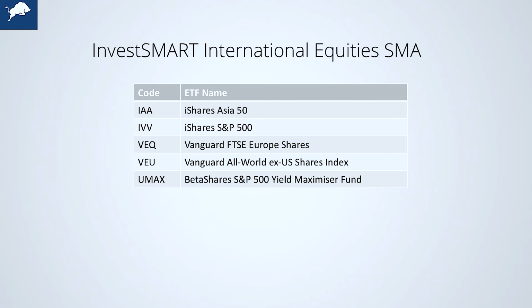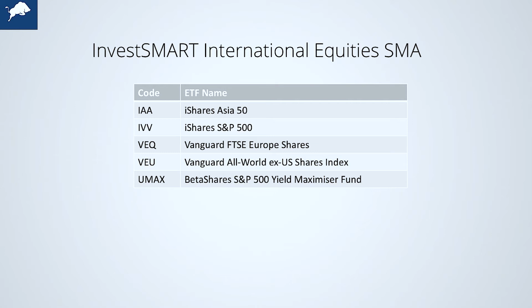Now, finally, my last slide here is just showing you our international equities portfolio. I talked through all of these. You can see we've got the iShares Asian 50, we've got the iShares S&P 500, we've got the Vanguard European Shares ETF, the Vanguard All World ex-US.